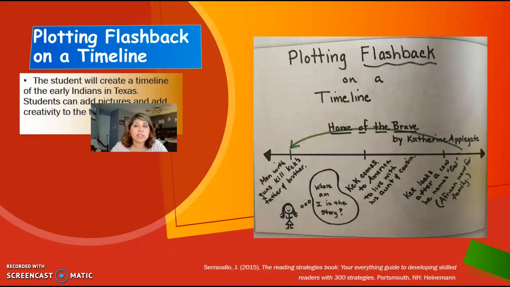So the students will create this timeline. They can put it on anything as big as a poster board, on a piece of paper. They can be as creative as they want to. They can add photos, they can add pictures, they could draw, but they would have to present them together in front of the class orally to show what they have comprehended for this text.